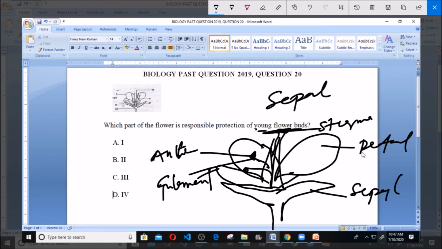So from my diagram, the sepal is II. This is the sepal. So our answer to this question will be B, II. The part of the flower that is responsible for protection of young flower buds is the sepal.